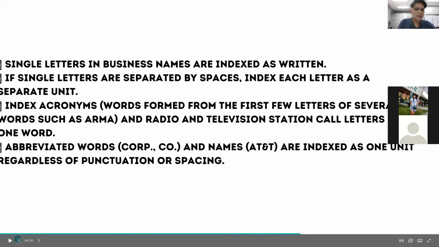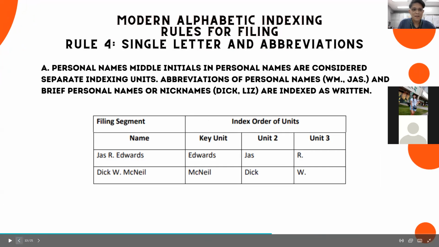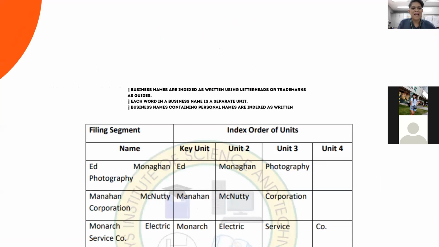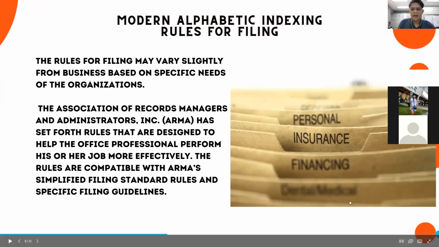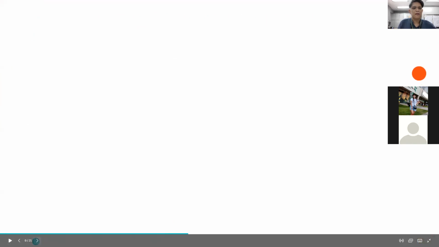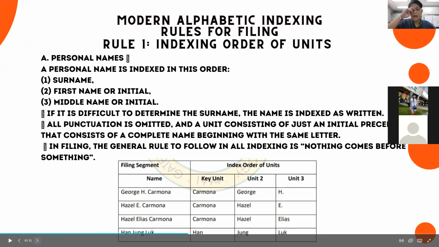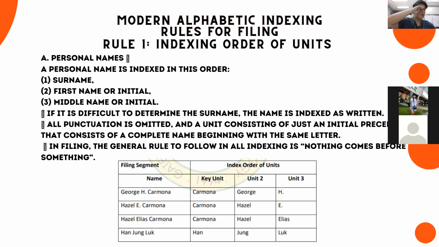Bakit rule number 7? Tumatalon siya. Okay, we go tayo with rule number 1. Okay, rule number 1. Sorry, medyo nawawala yung file, kung saan ako pupunta.